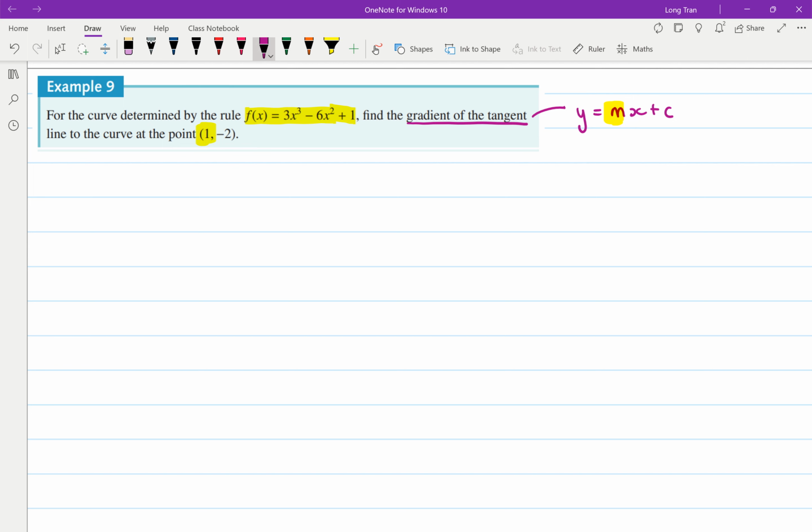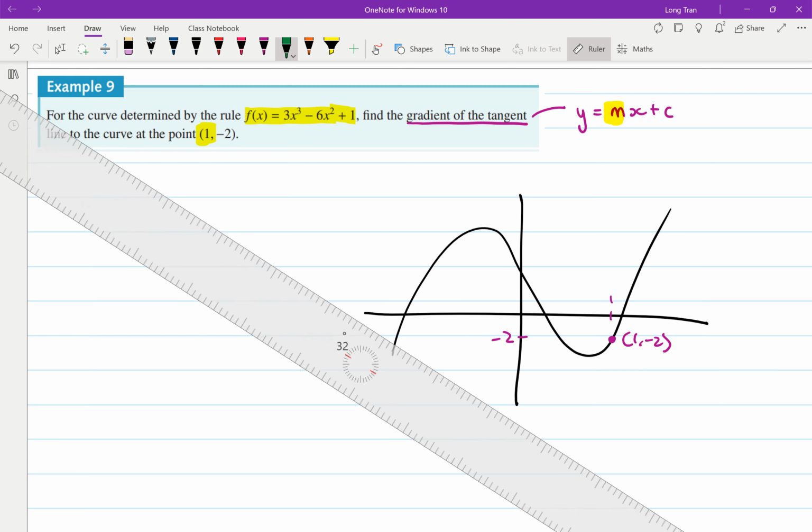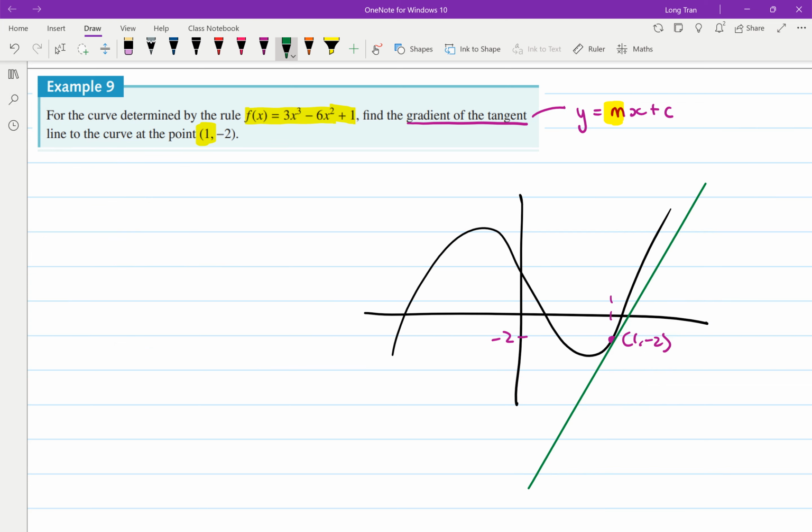So if we had to picture this graph, I don't know what the x cubed looks like, but let's just say it looks like this, hypothetically. I'm just making it up. If at x equals 1, hypothetically, 1 was here, so this is the point 1, negative 2. All they're asking you to do right now is there must be a tangent line that touches this point only once, okay? And that tangent line is your y equals mx plus c.